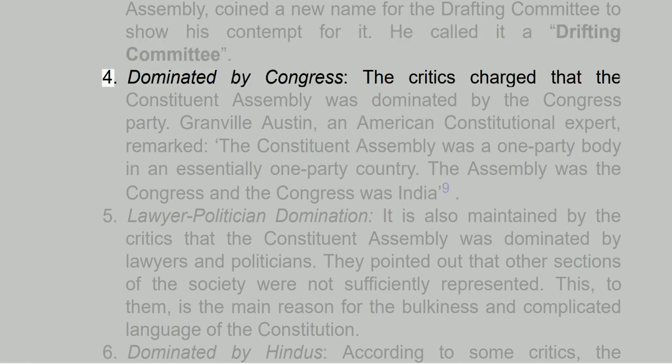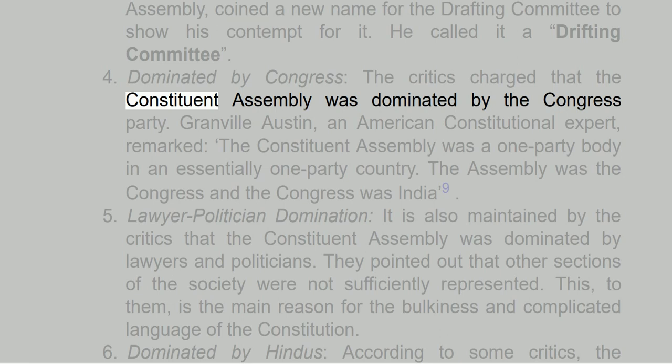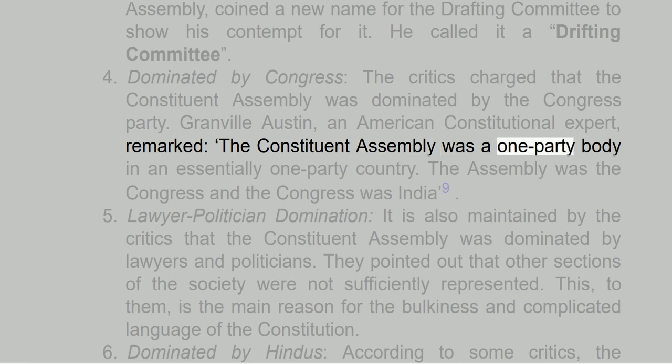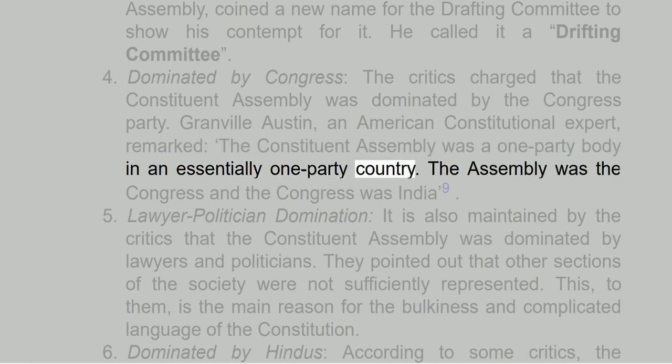4. Dominated by Congress. The critics charged that the Constituent Assembly was dominated by the Congress Party. Granville Austin, an American constitutional expert, remarked, "The Constituent Assembly was a one-party body in an essentially one-party country. The Assembly was the Congress and the Congress was India."